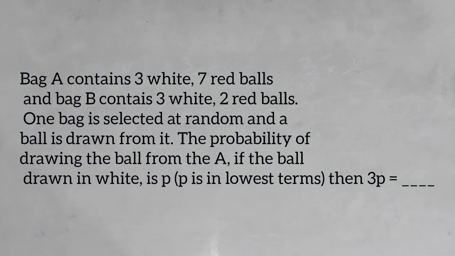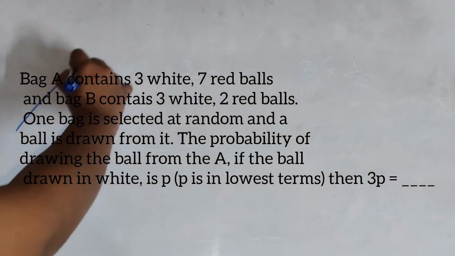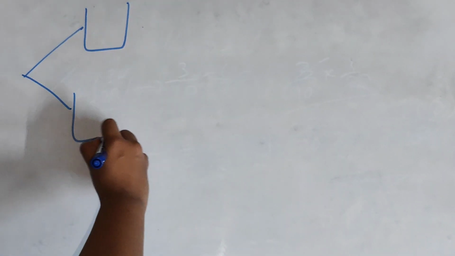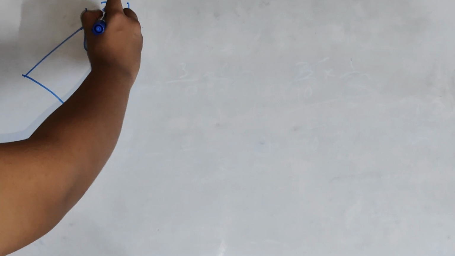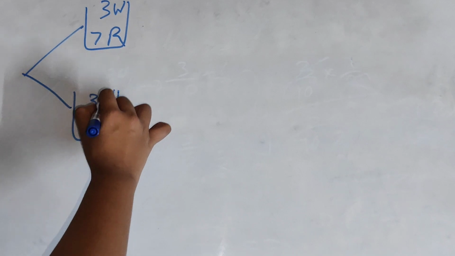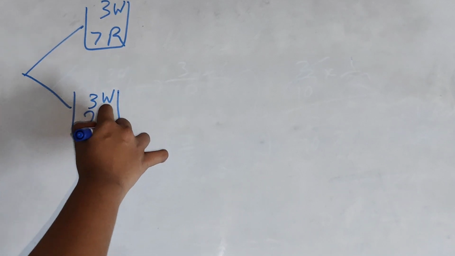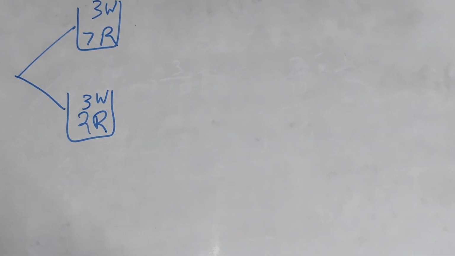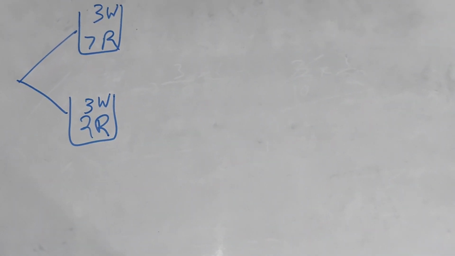This question will be displayed on the screen because it's kind of big. So it's given that bag A, sorry, I'll just try it a bit smaller. So this is bag A and this is bag B. If bag A contains 3 white and 7 red balls while bag B contains 3 white and 2 red balls, then find the probability that a white ball is drawn at random from the first bag, and the probability of a white ball being drawn at random from the first bag is equal to P. Then 3P is equal to what?